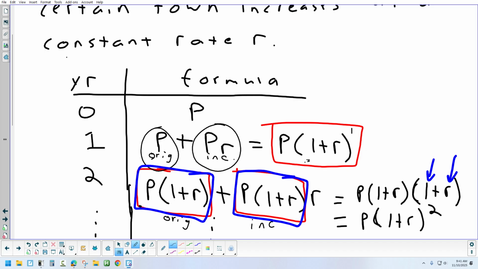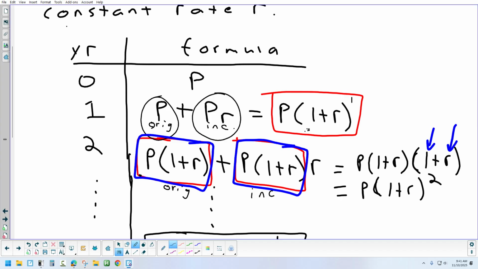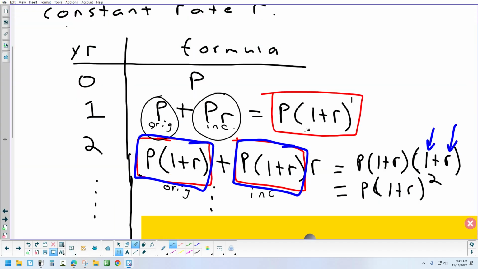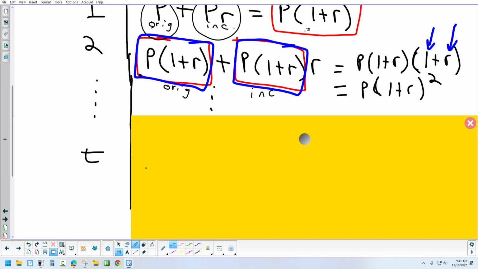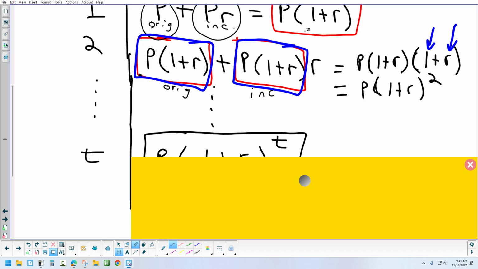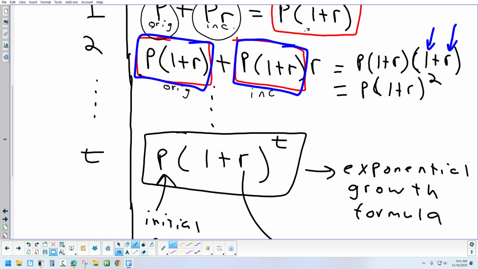What do you think my population would be for year 3? P times 1 plus R to the power of 3. Exactly. So how about if I wanted to figure out the population after t years? What do you think the formula would be for the population of this town after t years have gone by? Yep, P times 1 plus r to the power of t.